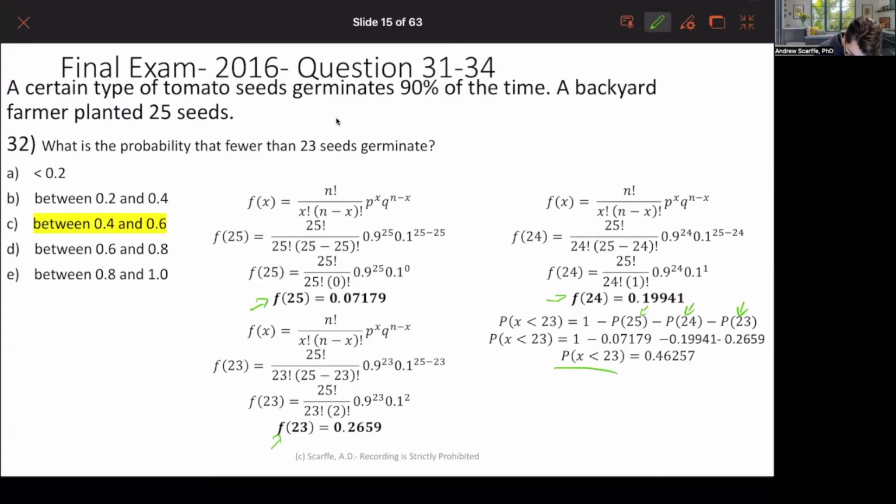Oftentimes students will say, well, Andrew, can I write it like this? The probability x is less than 23 is equal to 1 minus the probability that x is greater than or equal to 23. And the answer is, of course, yes. It will give you the exact same answer.